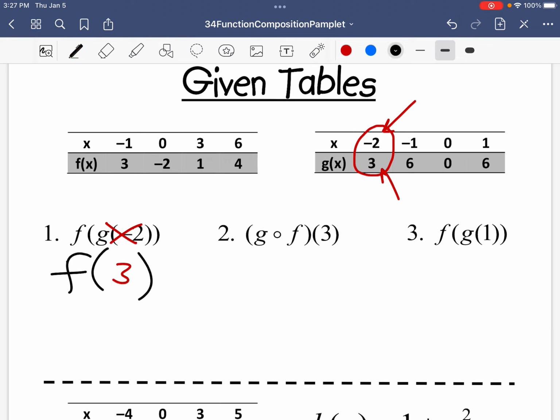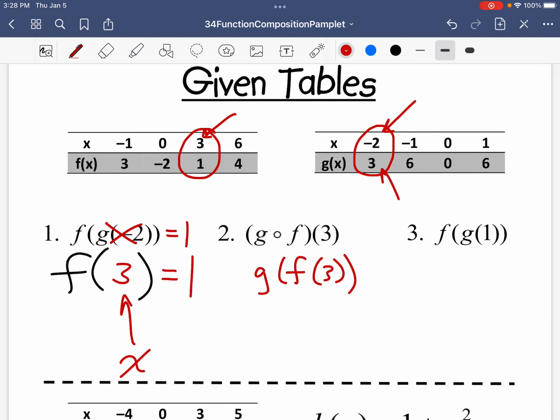So we're really trying to find f of 3. Now 3, do you notice now 3 is my x value? So I go over here to my f table where x equals 3. And I find the y value, the ultimate value, to be 1. Okay, so make sure you understand that the overall final answer to this problem is 1.